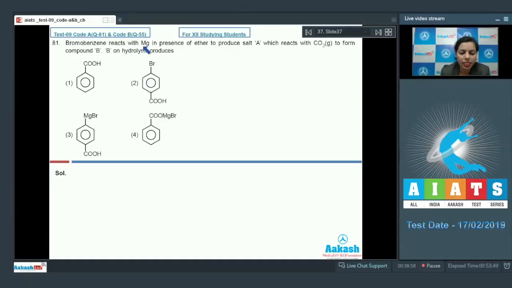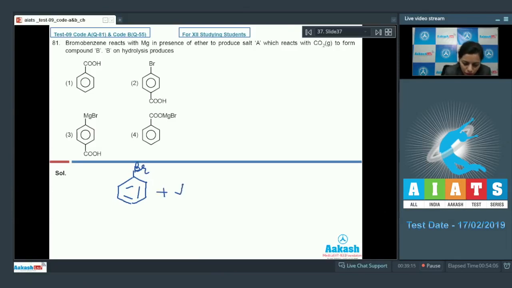Question number 81. Bromobenzene reacts with Mg in the presence of ether to produce salt A, which reacts with carbon dioxide to form compound B. B on hydrolysis produces. Let's check what happens here. We have bromobenzene first.